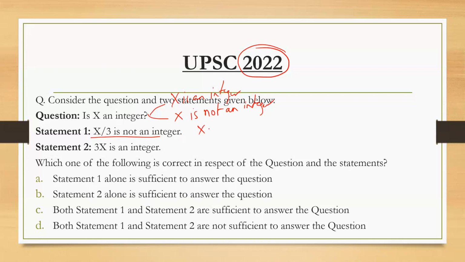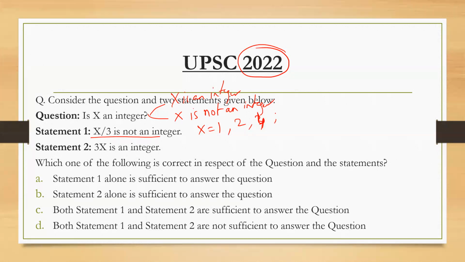So let us say x is 1. So what happens? x by 3 is 1 by 3, which is not an integer. Yes, definitely correct. If x is 2, again that is true. If x is 3, that will not happen. But for 4, again 4 by 3 is not an integer. But here I'm taking only integers.